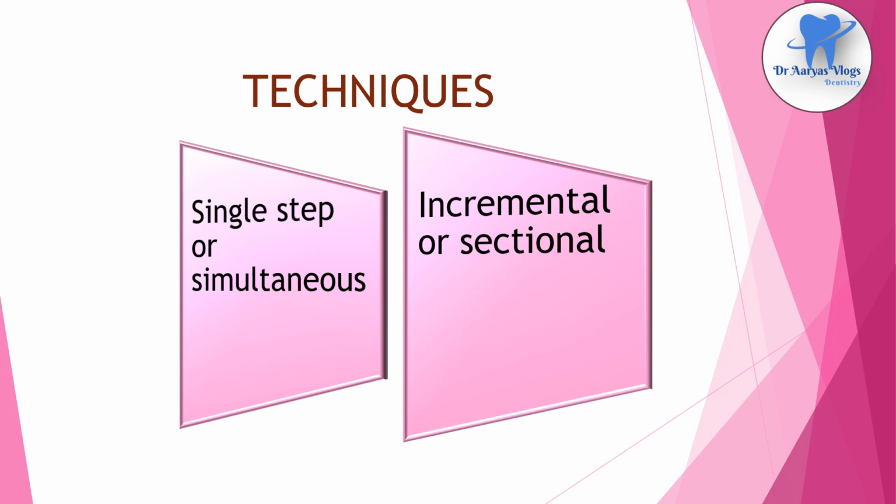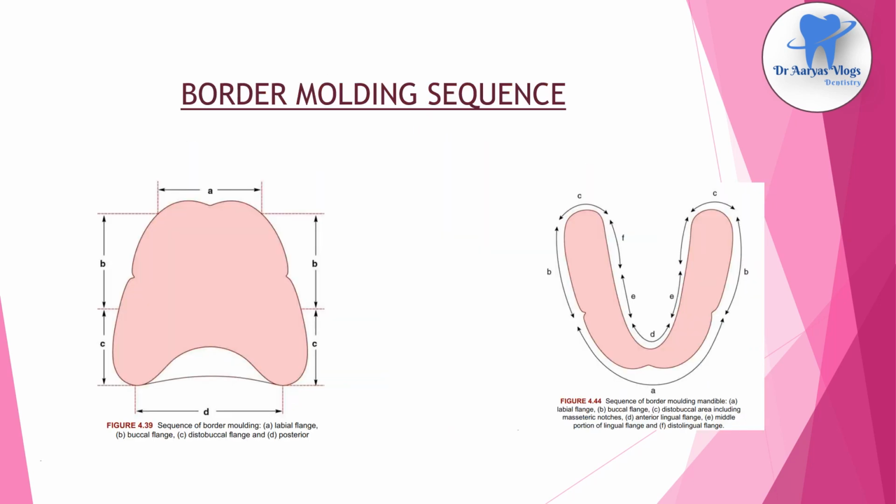In both the cases, anterior portion is border molded before the posterior portion. Labial and buccal flange of the tray is border molded first, followed by the lingual flange. Here is the border molding sequence. This is for the maxillary tray border molding and this is for the mandibular tray border molding. For maxillary, labial vestibule is refined first, followed by the buccal vestibule and then the posterior palatal seal. For the mandibular, labial vestibule, buccal vestibule and then lingual vestibule.